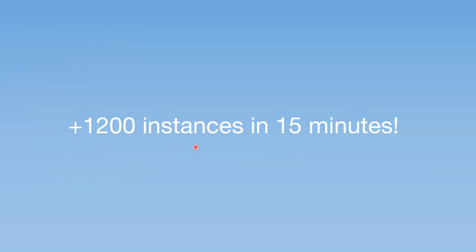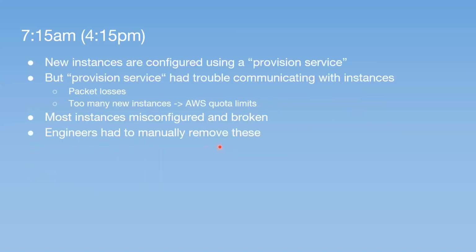So 15 minutes after 7, we have these 1,200 new instances. Now, here is where it gets a bit interesting. Slack has a slightly unorthodox way of deploying new instances. The instances are created by AWS, but then to actually get the instances online, there's a separate service called the provision service, which configures the instances after they've been created.